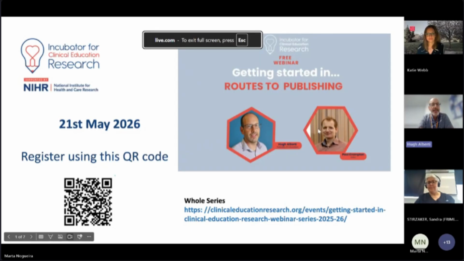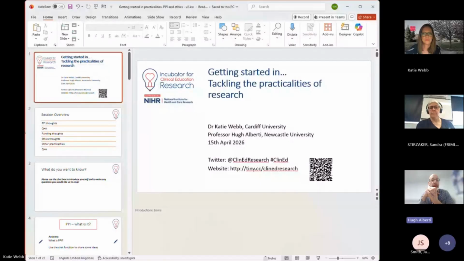So this session is predominantly about PPI, but we're going to mention just in passing ethics and funding and some of the other practicalities. But predominantly we're discussing using PPI in research.